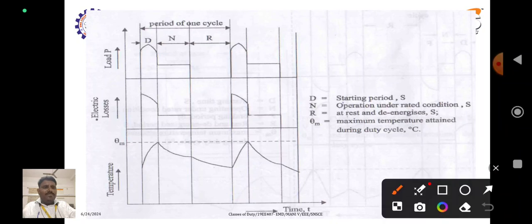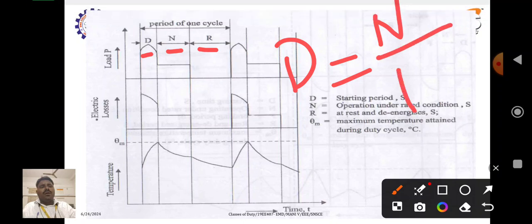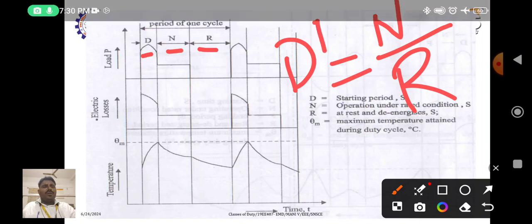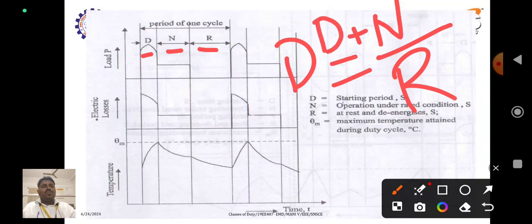So you can see here, D represents the starting, N represents the operating, R represents the rest. The duty cycle is calculated by the on time divided by the rest time. Here the starting is nothing but D, so D plus N divided by R is the duty cycle. This is the formula to calculate the duty cycle.